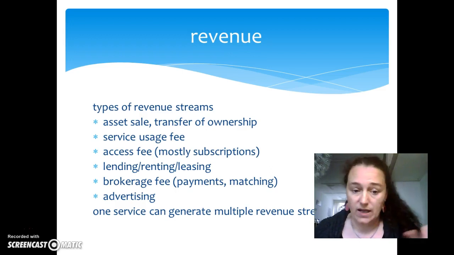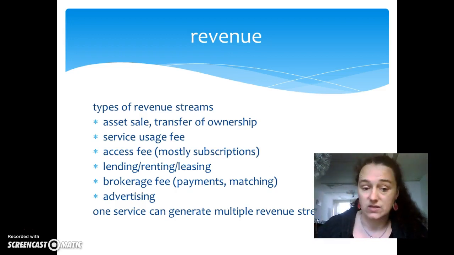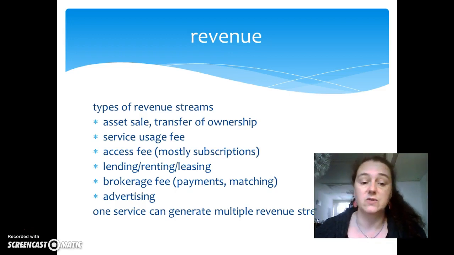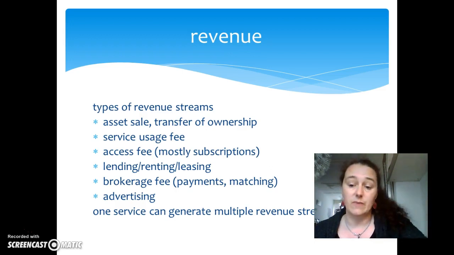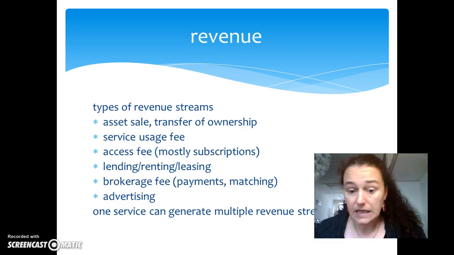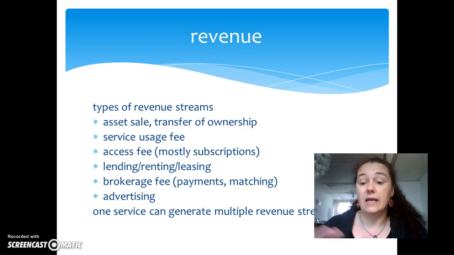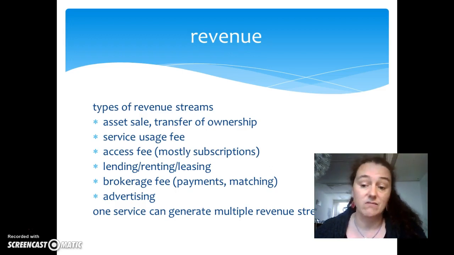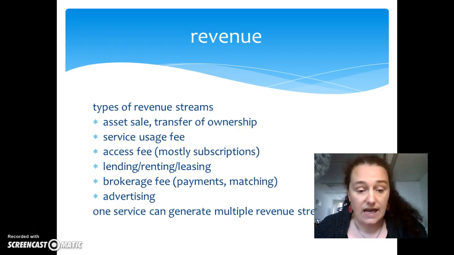Then there's the whole lending, renting, leasing. Those are different constructions, but you get something that's not in ownership, so it's similar to a service usage, but with a service it's about a service, and lending, renting, leasing is about a product or a physical asset. Then there's brokerage fees, so that you pay another provider, for example, for securing a payment or for matching a candidate for a job or a candidate for a relationship. Those are brokerage fees. And then there's advertising.